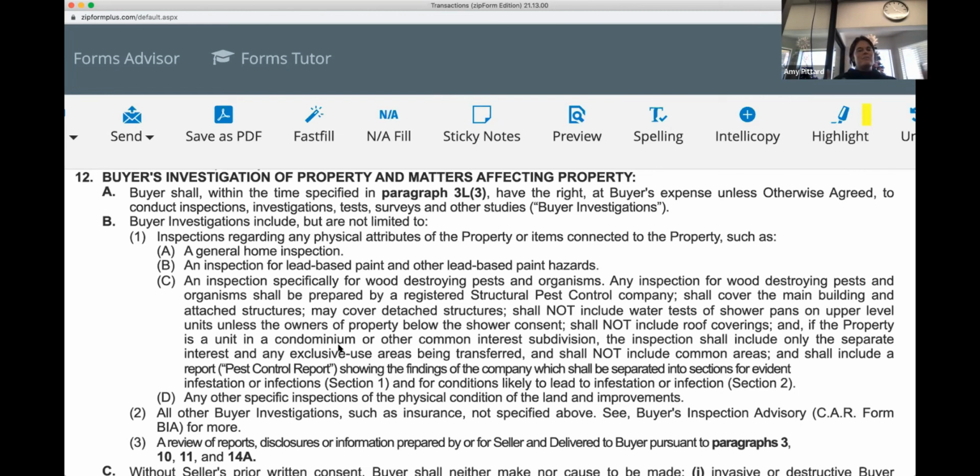So that doesn't include a regular single family home. It's talking about condos there where you don't own the lower unit, okay? Shall not include roof coverings.